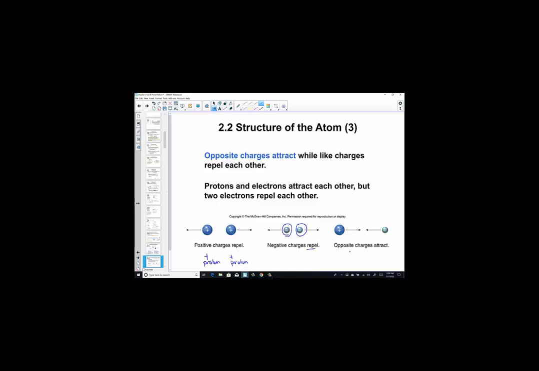And we know that opposites attract. A proton with its positive charge will attract the negative electron. Protons and electrons attract each other, whereas two like particles will repel.